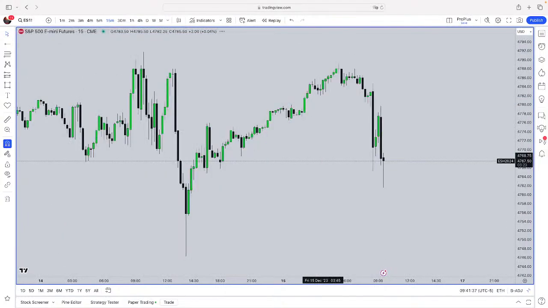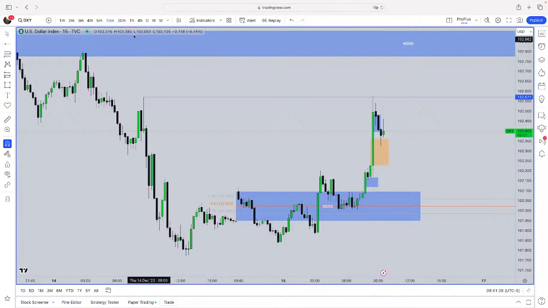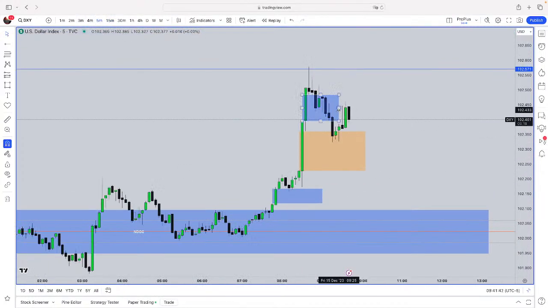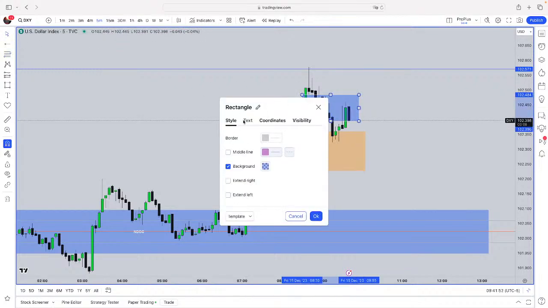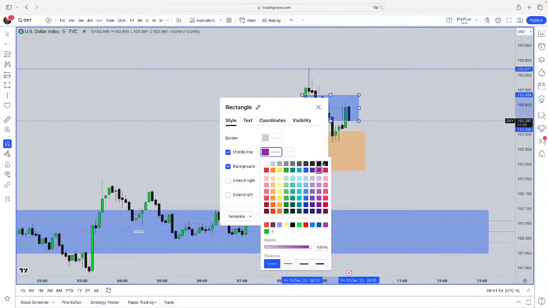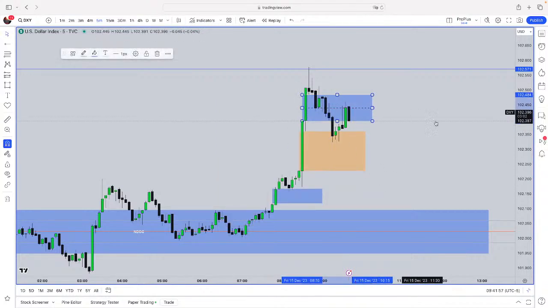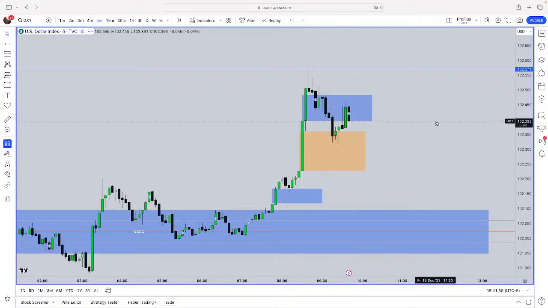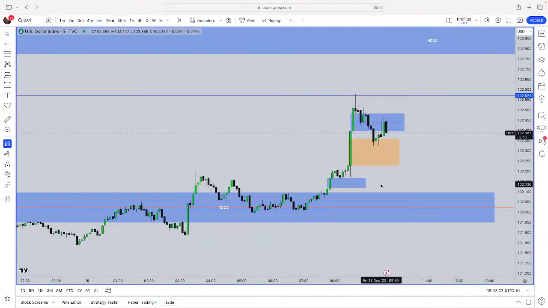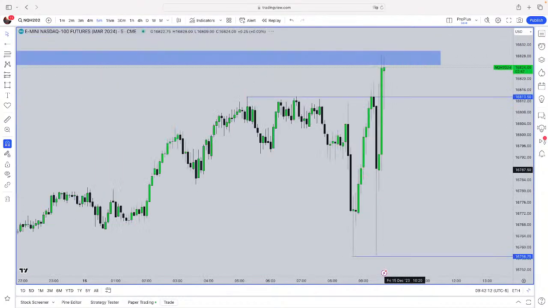Let's see, dollar. Just find the midpoint of this. You could always, as well, if you just go onto the style middle line, so you can get the midpoint. So if dollar's going to run lower, then NAS will run higher, or should run higher.